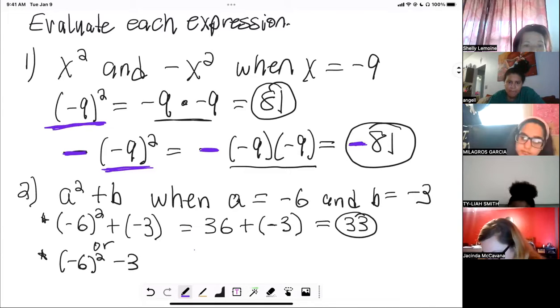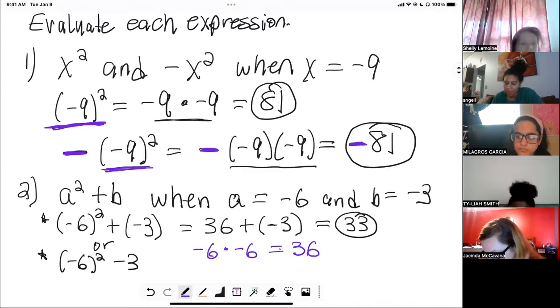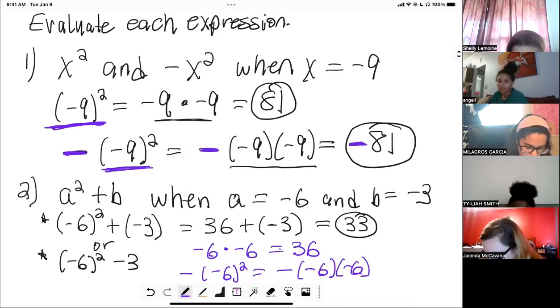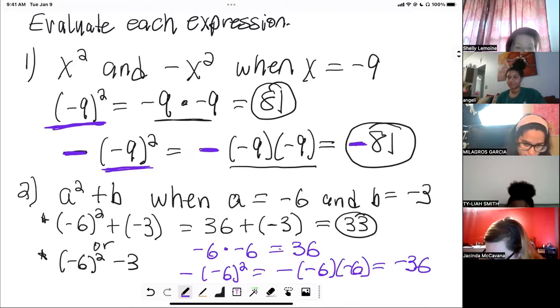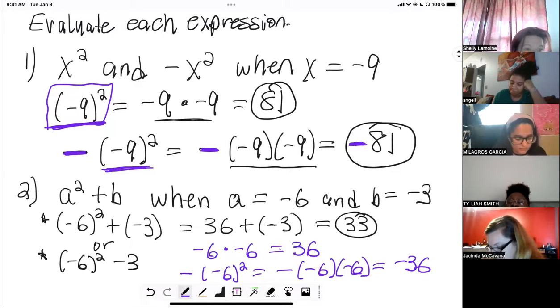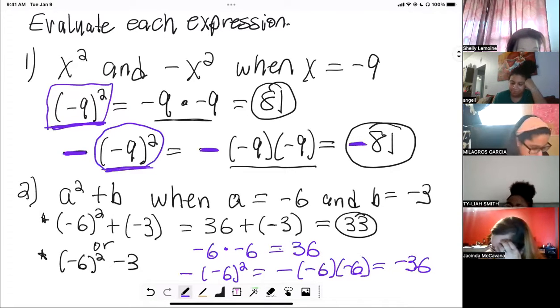So this one is -6 times -6, which definitely is 36. But if I had negative of a -6 squared, that would be a negative of a -6 times -6. And that's where you get your -36. So the difference between the two of them is that the first one here didn't have a negative in the front, so it stayed positive. But the second one had that negative in the front. So this becomes positive, yes, but the negative was added to make it back to a negative.